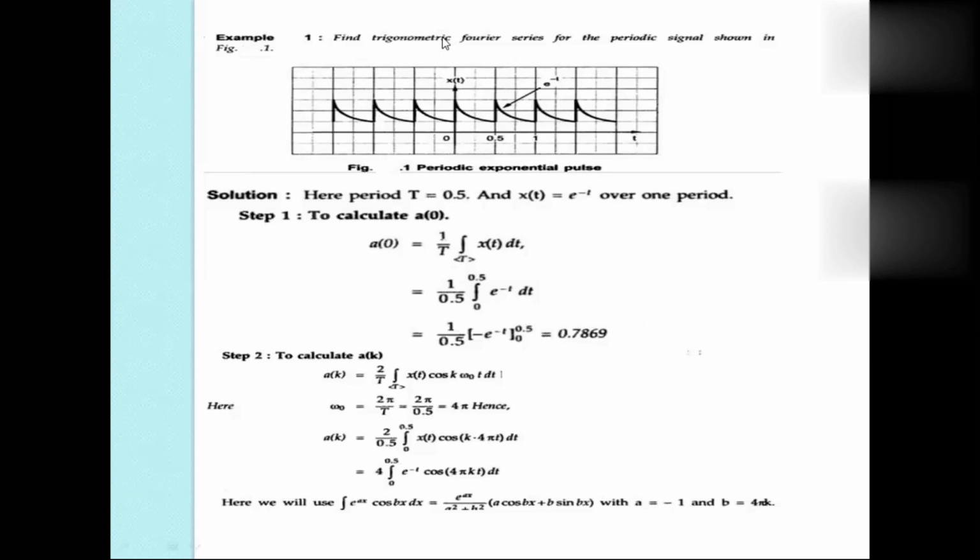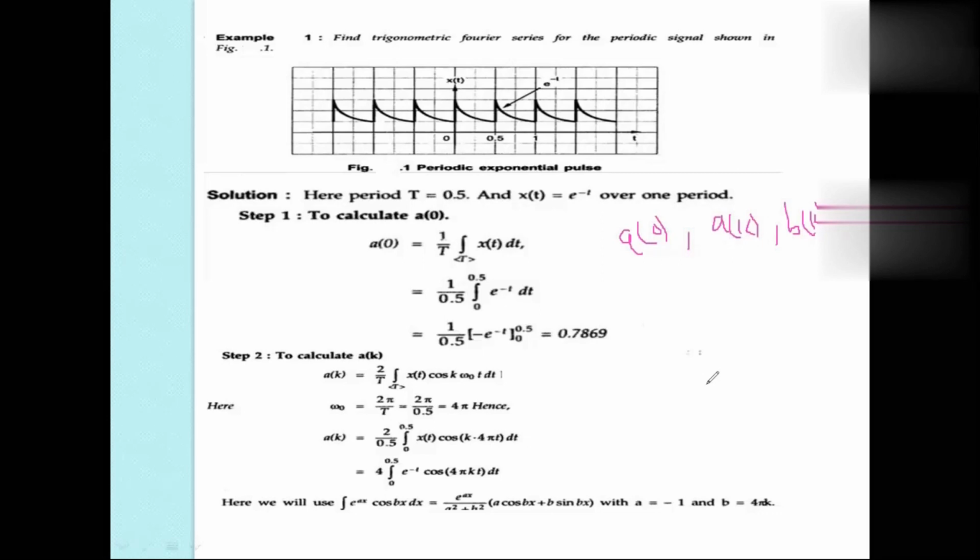The three: A of 0, A of k, and B of k. After finding out all the coefficients, A of 0, A of k, and B of k, you can substitute in the x of t equation. What is x of t? It is equal to A of 0 plus A of k, the coefficient of a cosine function, and B of k is the coefficient for the sine function.